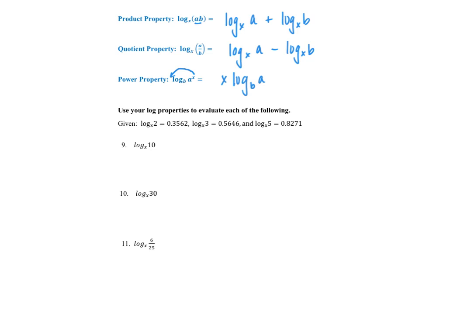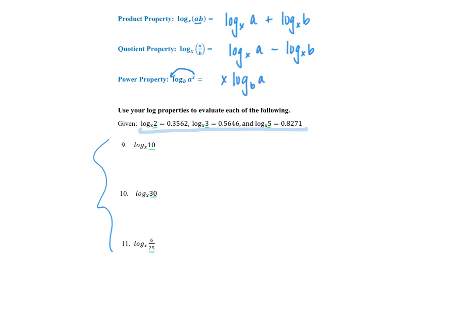Okay, you are asked to evaluate 3 different expressions, and each of those cannot be done in your calculator because the base is x. So what I'm going to do is use these given values to evaluate these expressions. However, if I look at my arguments, I have a 10. Well, I don't see that here. I have a 2 and a 3 and a 5. I have a 30. Again, not one of the arguments that is given. And 6 over 25, holy cow. Well, let's think about how I can rewrite these arguments.